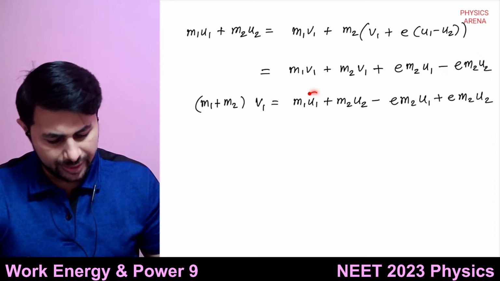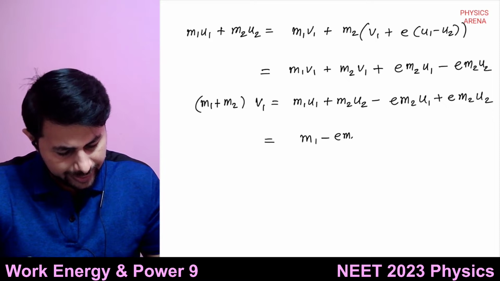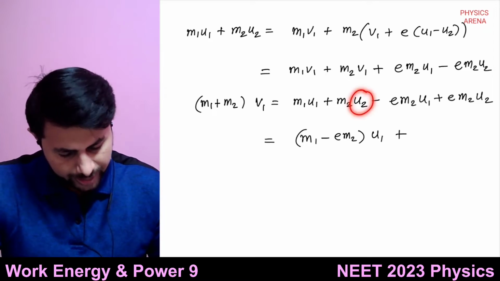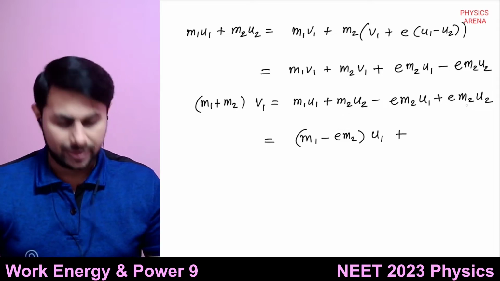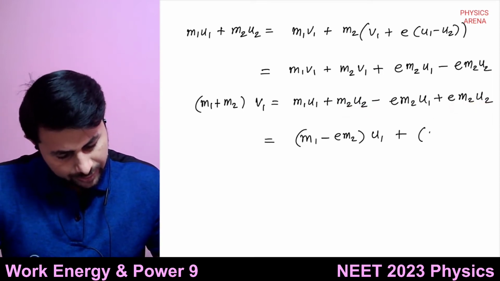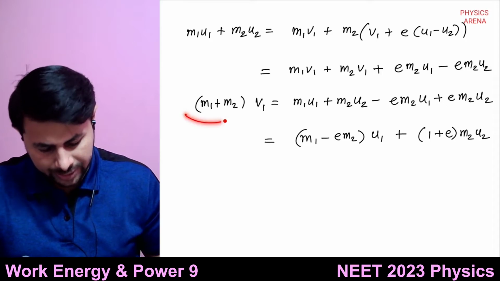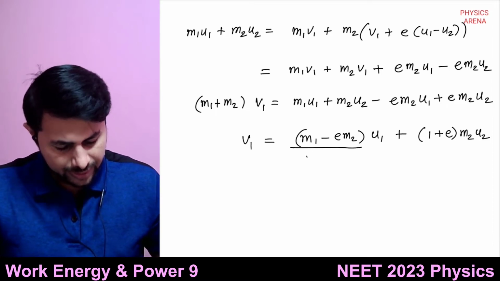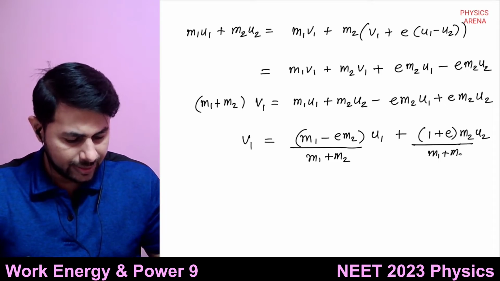Then we can take u1 common. If we take u1 common, we are left with (m1 minus e times m2) multiplied by u1. Plus, if I take u2 common, it is m2 plus e times m2, so you can take m2 u2 common. From here you get 1, from here you get e, so it is (1 plus e) multiplied by m2 u2. Then shift this m1 plus m2 to the other side, so you get v1 equal to this thing divided by m1 plus m2 and this thing divided by m1 plus m2.